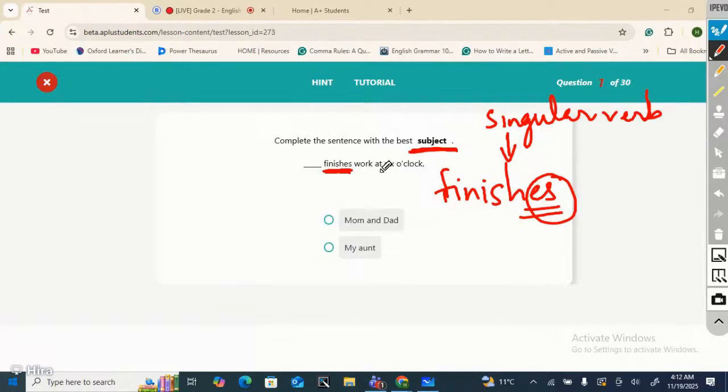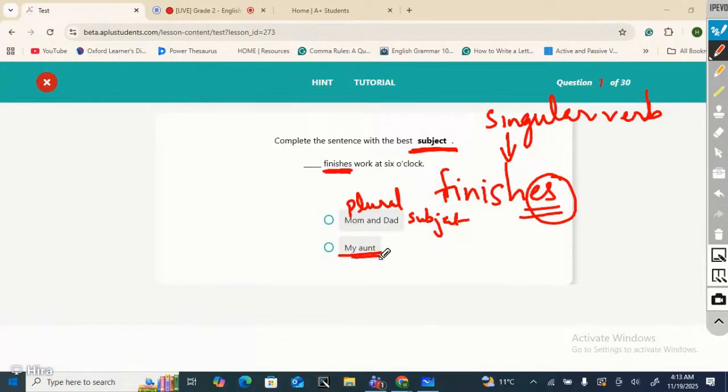So if the verb is singular, what should be the subject if it agrees with the verb? Yes, you are right. Singular subject takes a singular verb. If the verb is singular, it means the sentence must have a singular subject. Now we have two options, mom and dad. Is it a singular subject? Does it name one person? No. It names more than one. It's a plural subject, mom and dad.